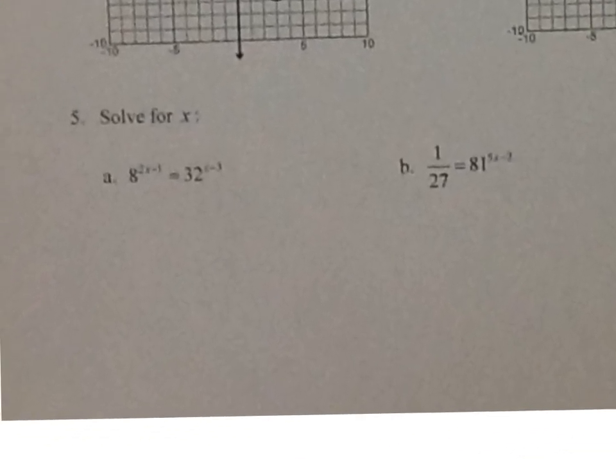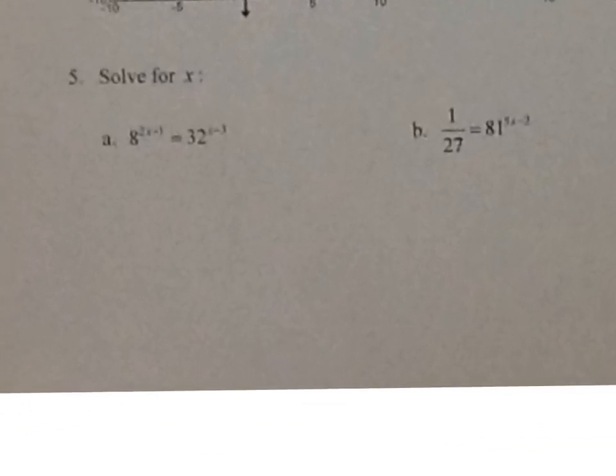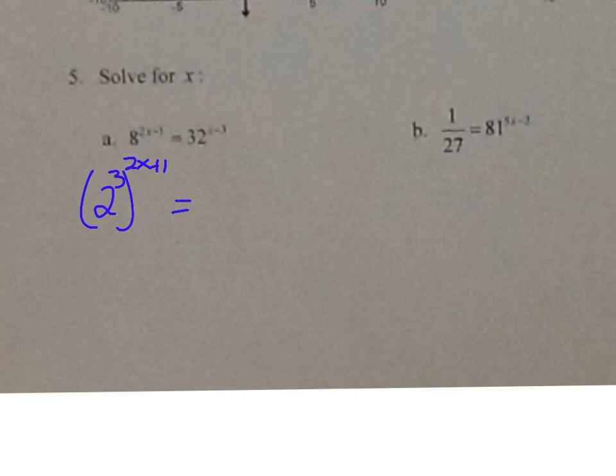So number 5 says to solve for x. So notice these are exponential equations. So I want to get the same base. I can't write 32 with a base of 8, so you're going to have to change both bases. Another way to write 8 would be with base 2. So 2 to the third is 8. And now I have to raise 8 to that exponent, which is 2x plus 1. And then 32 would be 2 to the fifth, and raise that to the x minus 3 power.